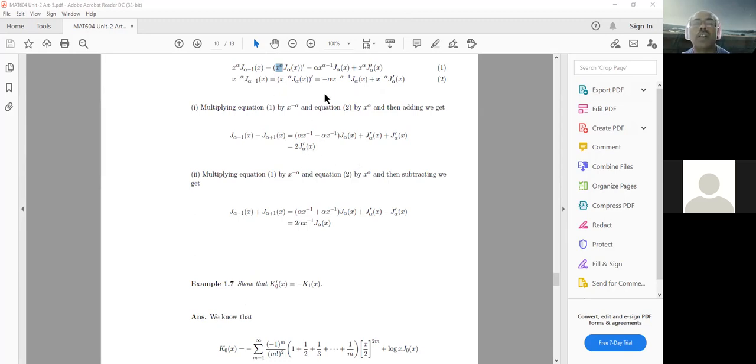Now to prove the second result, what we do, multiply the first equation by x to the power minus alpha, the second equation again by x to the power alpha. So instead of taking the difference, you take the addition, and that gives this one. So it is like this. There are some print mistakes here. I will change that, and you will get 2 alpha. So this alpha x to the power minus 1 plus alpha x to the power minus 1, its addition is 2 alpha x to the power minus 1. And this vanishes with this, and what remains is only J alpha x.